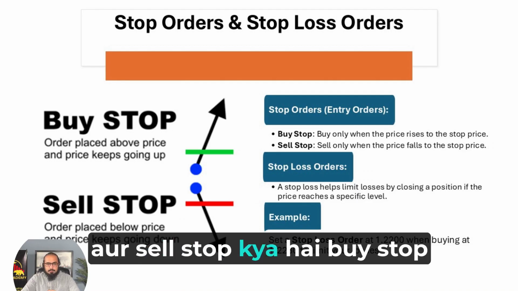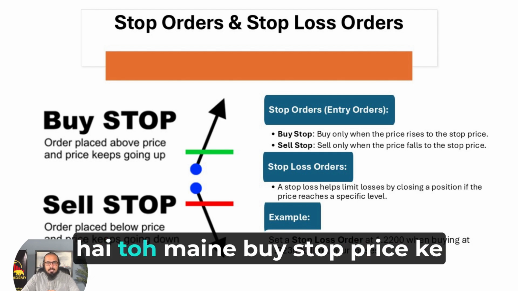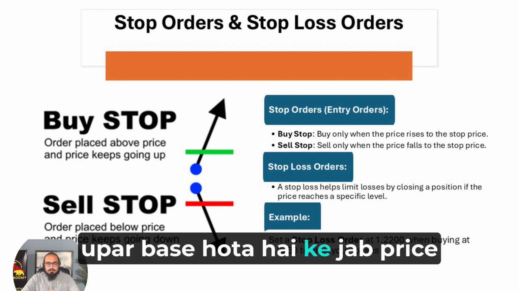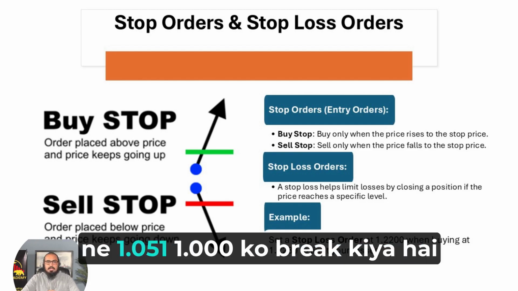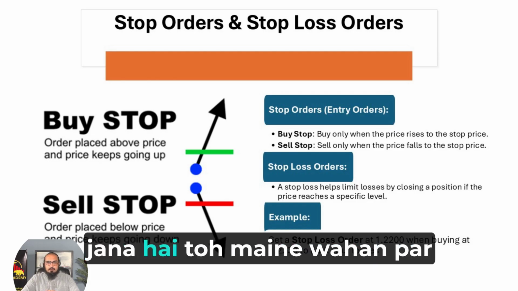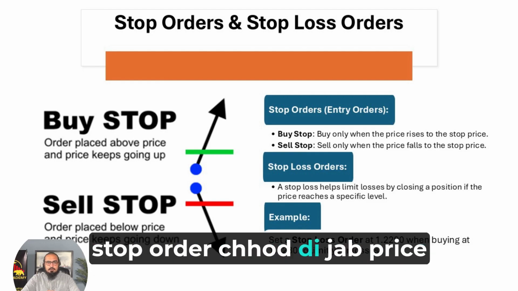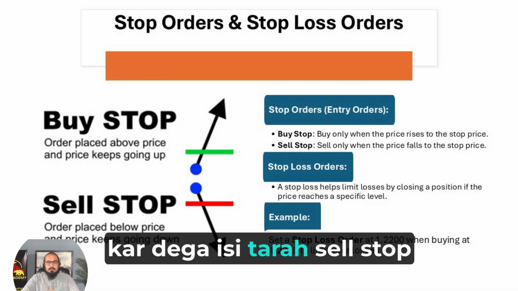What is a buy stop and sell stop? A buy stop is when the price is at 1.0500, and I have set the buy stop above the price so that when the price starts to go up from here, it breaks the price of 1.05100. What it means is if the price is to go up, I have placed a stop order there. When the price reaches there, it will automatically buy.